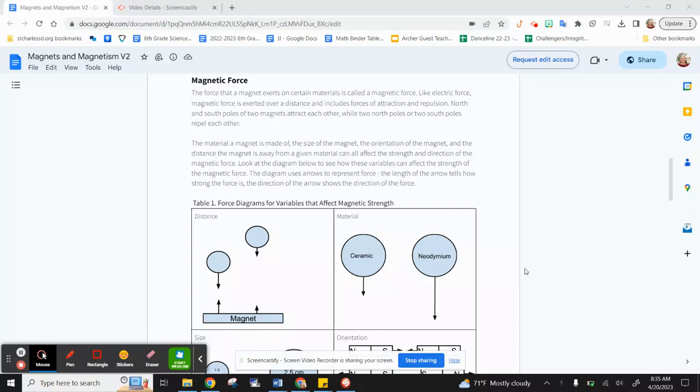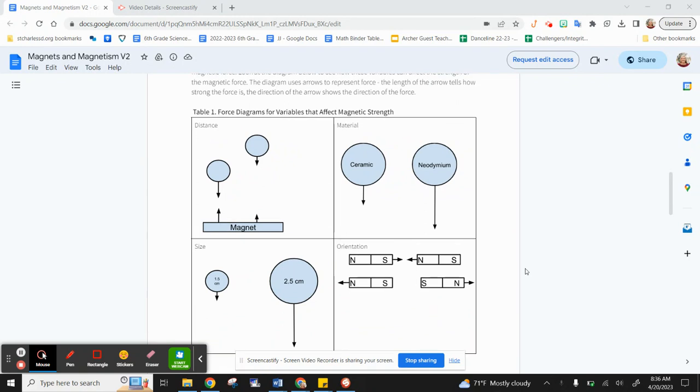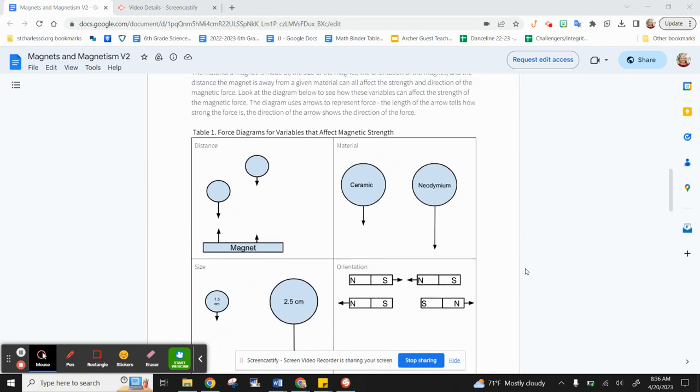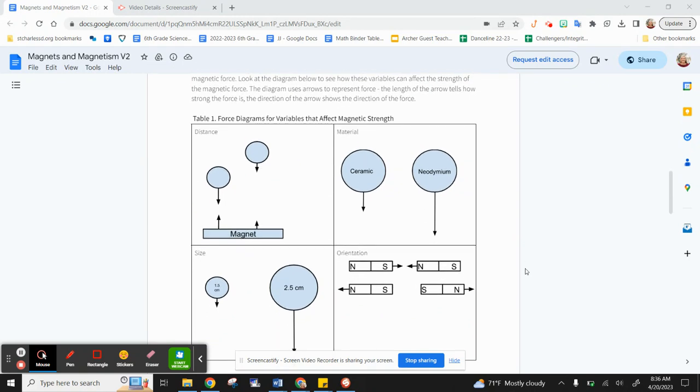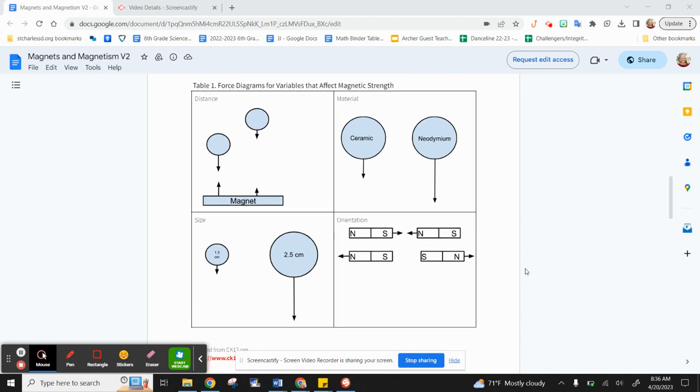All right, guys, so we ended that last part looking at the magnetic force diagrams. So it told us that the distance away from the object, the material, the size, and the orientation of the magnets all matter. What these pictures show us is that the longer the arrow, the stronger the force is. It also shows which way the force is going.